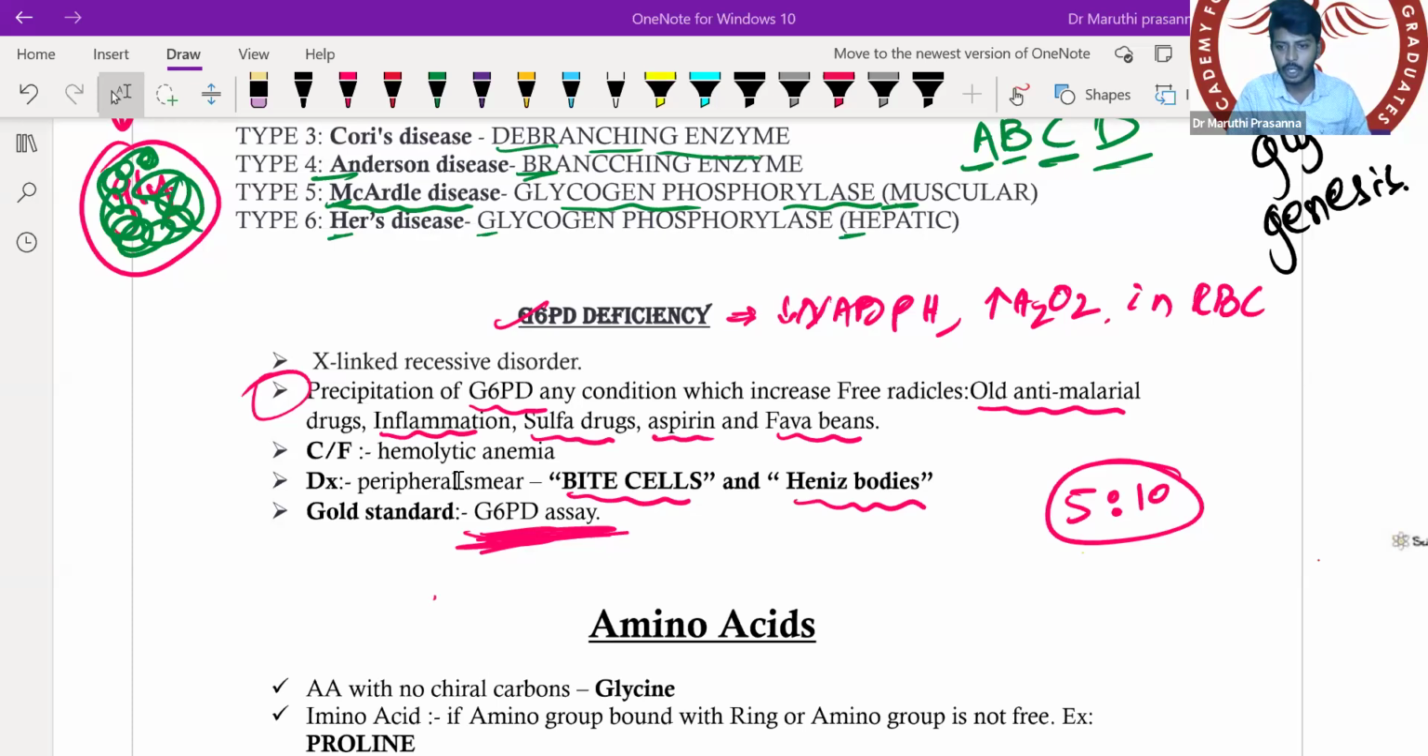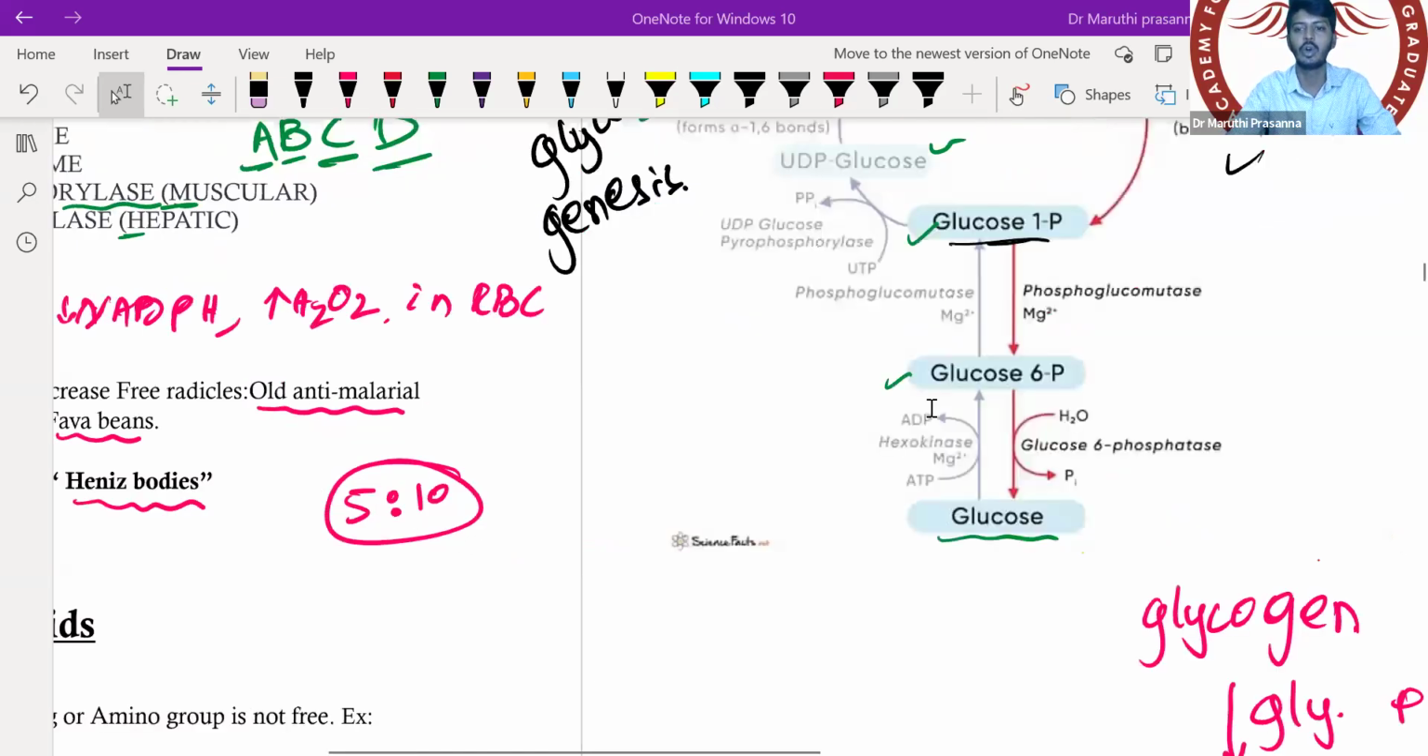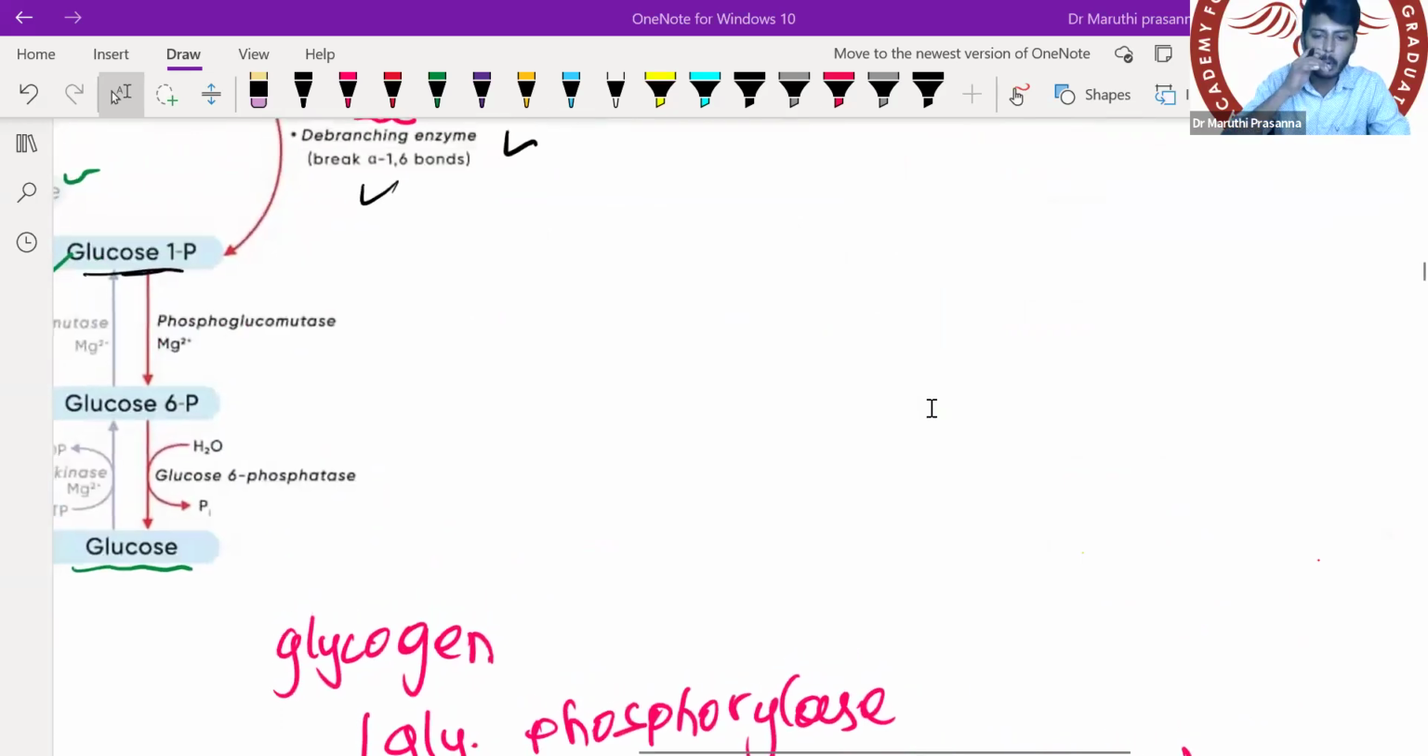Sir, can you explain gluconeogenesis and Fenton's reaction before moving forward? Sure, my dear. Somebody asked about this one. Let me explain gluconeogenesis. What is gluconeogenesis? Very simple, sir.